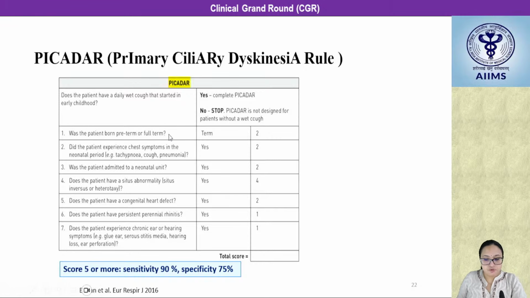So if the patient is born full term or has experienced chest symptoms in the neonatal period and has had a NICU admission, an admission to a neonatal unit, we give a score of 2 each for these features. The presence of a situs abnormality will give a score of 4, and if the patient has a congenital heart defect, again a score of 2. Perennial rhinitis and ear symptoms carry a score of 1 each. So a total score of 5 or more is 90% sensitive and 75% specific for the diagnosis of PCD.